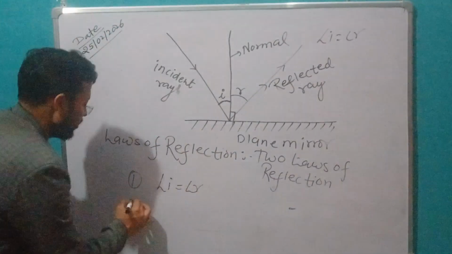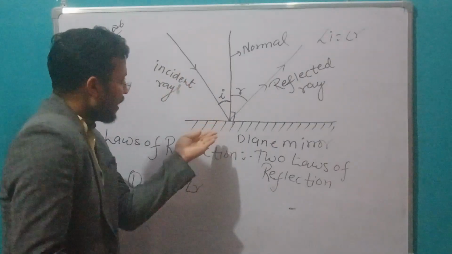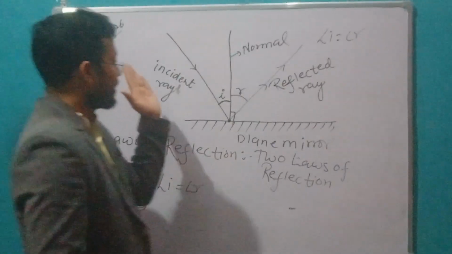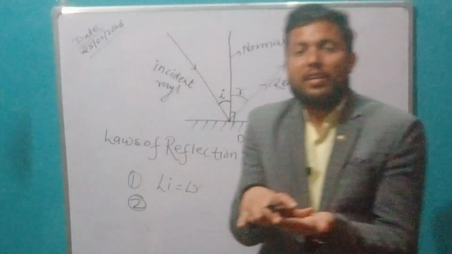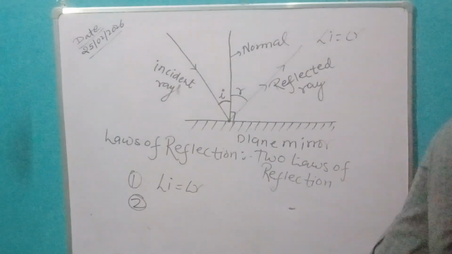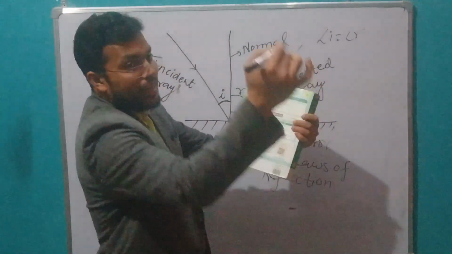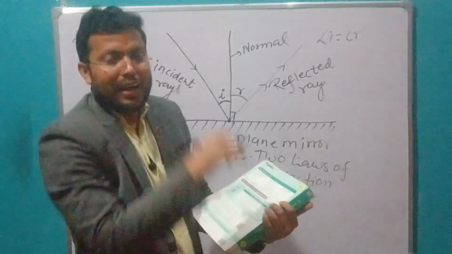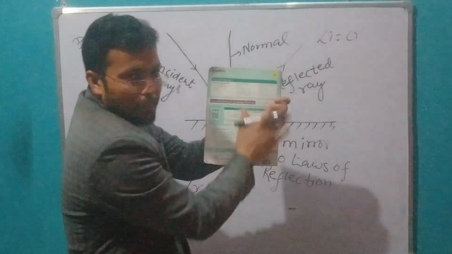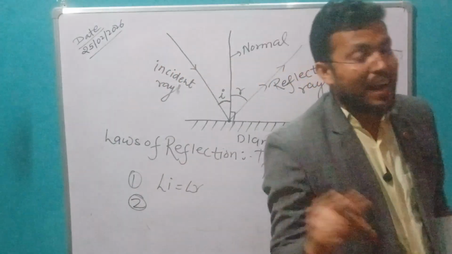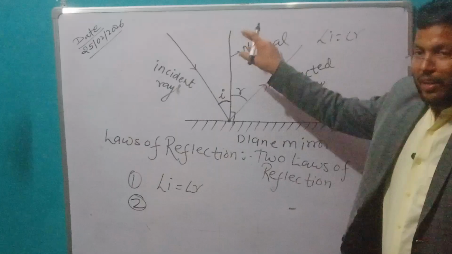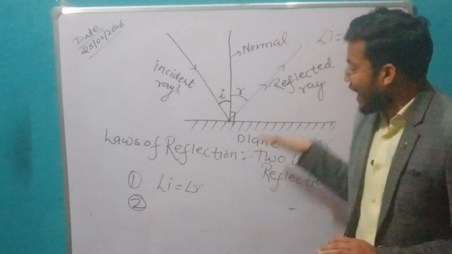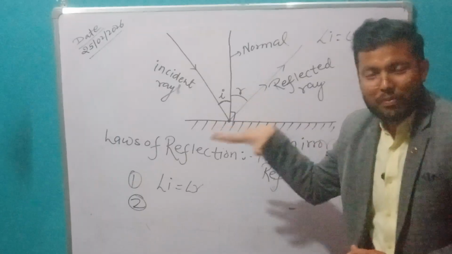And the second law is that the incident ray, reflected ray, normal and point of incidence all lie on the same plane, because all four things lie in the same plane, on the surface of the single plane mirror. This is the second law.